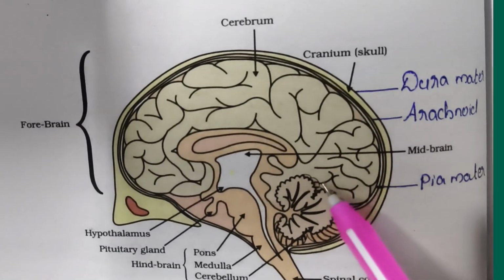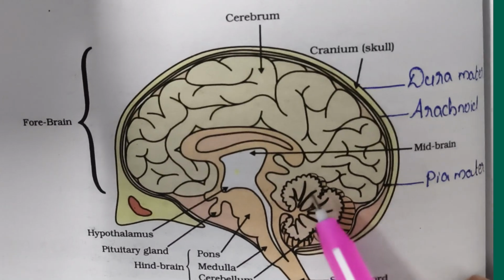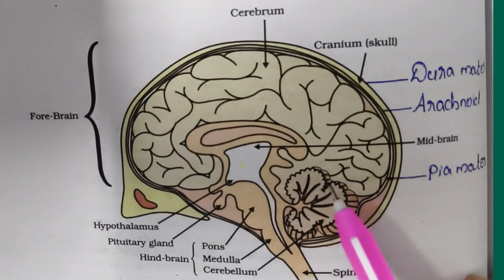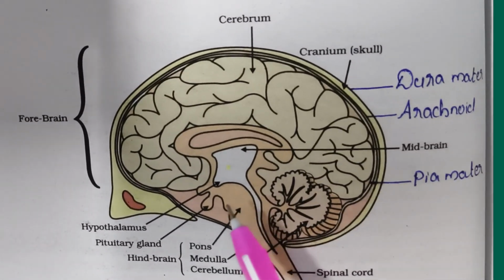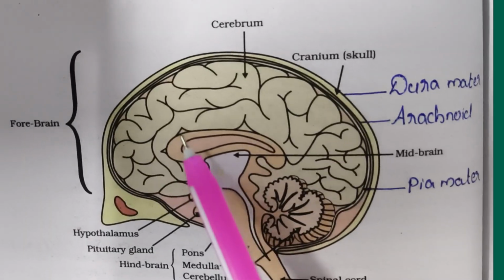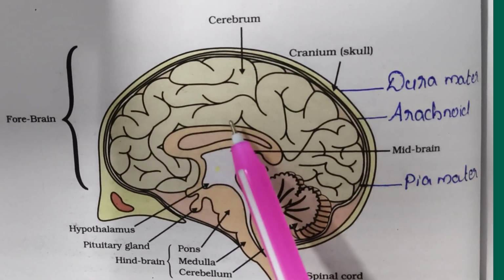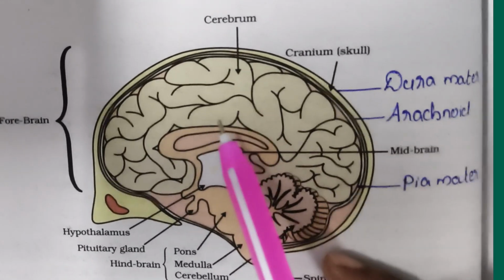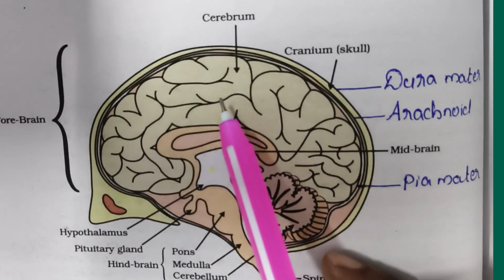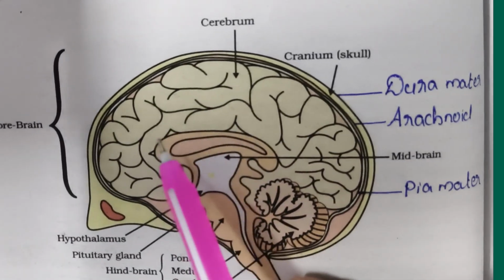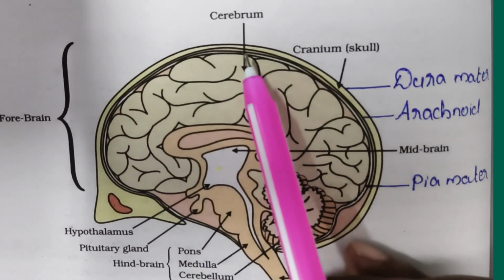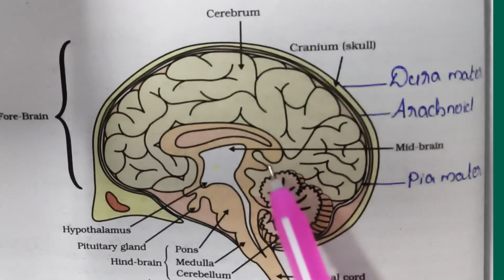Now let us study the structure and function of the brain. The brain is divided into 3 parts: forebrain, midbrain and hindbrain. First of all, we will study the forebrain. The forebrain is the anterior part of the brain, and it is divided into 3 parts: olfactory lobes, cerebrum and diencephalon.